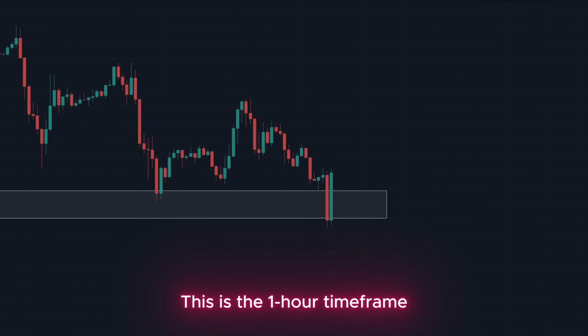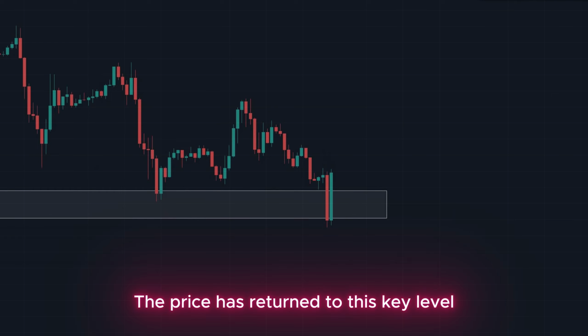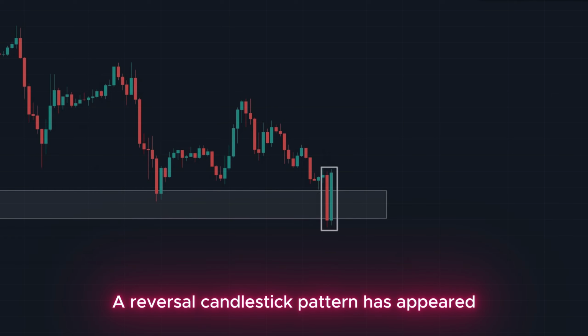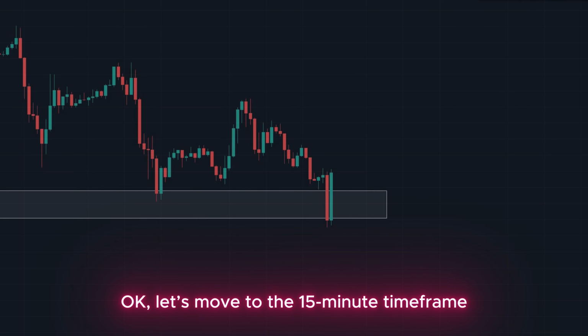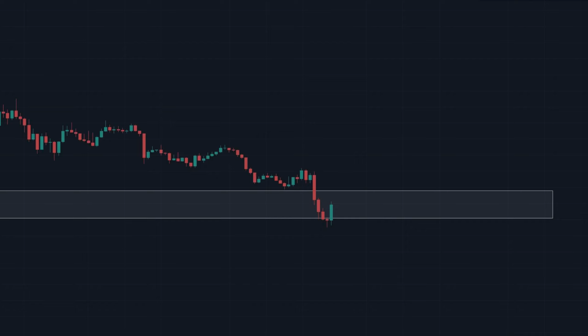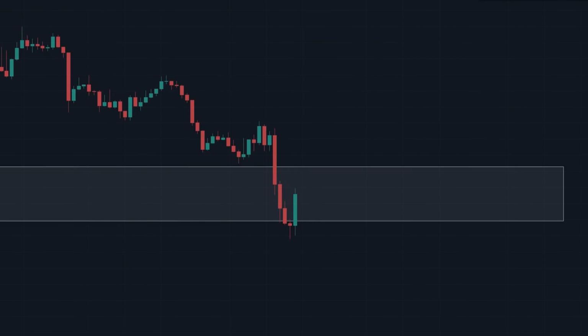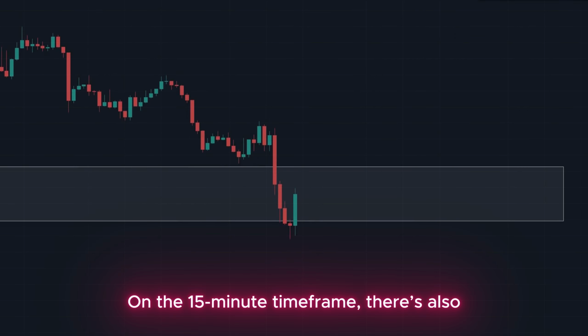This is the 1 hour time frame. The price has returned to this key level. A reversal candlestick pattern has appeared. It's absolutely beautiful like this. Okay, let's move to the 15-minute time frame. On the 15-minute time frame, there's also a beautiful reversal candlestick pattern. So, should we buy?